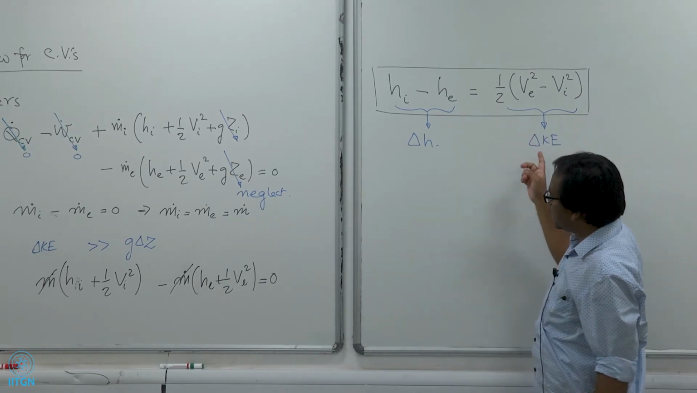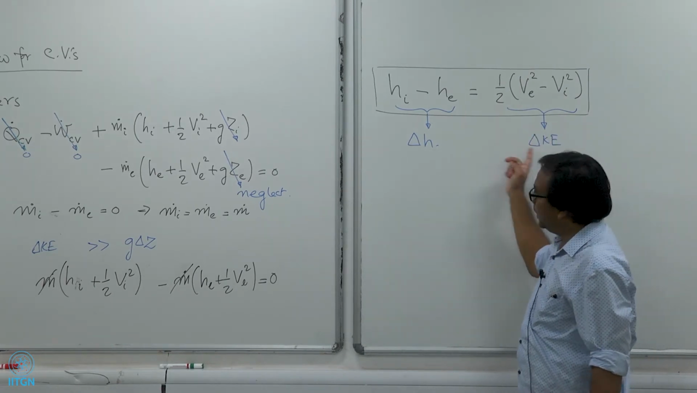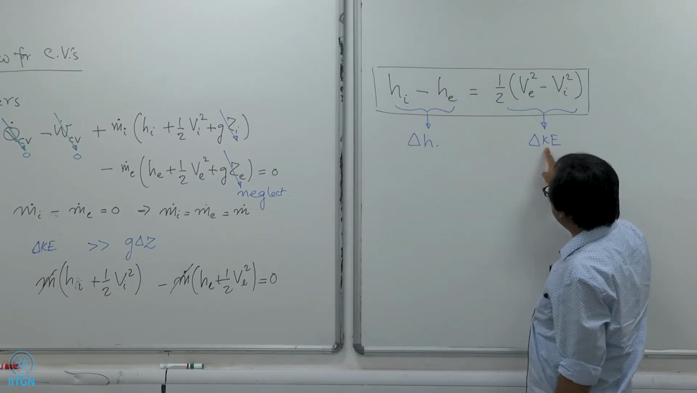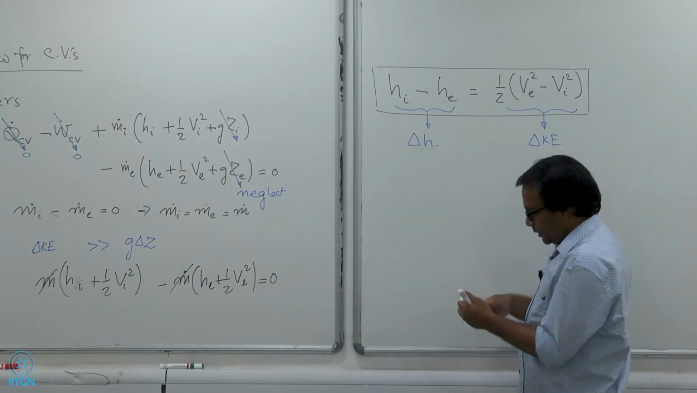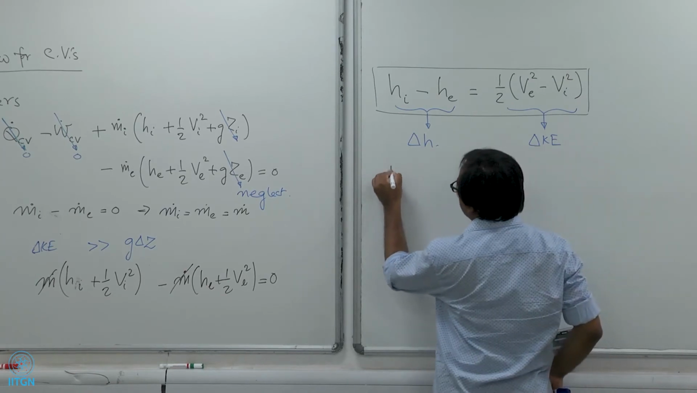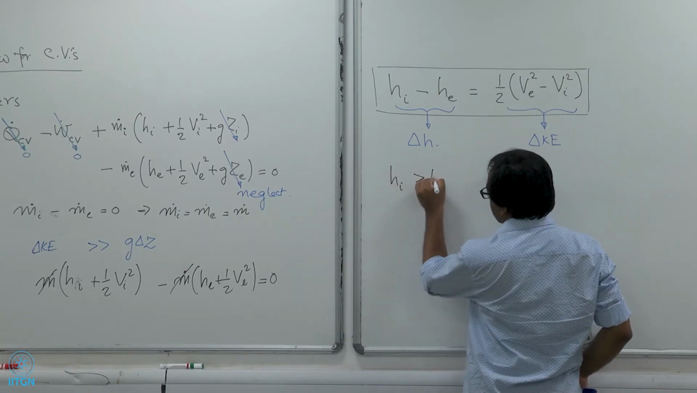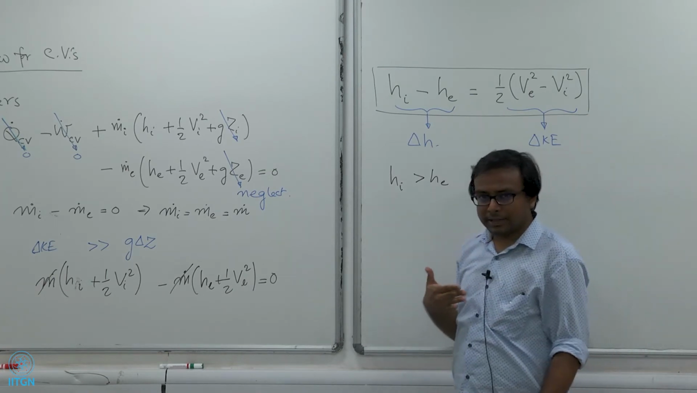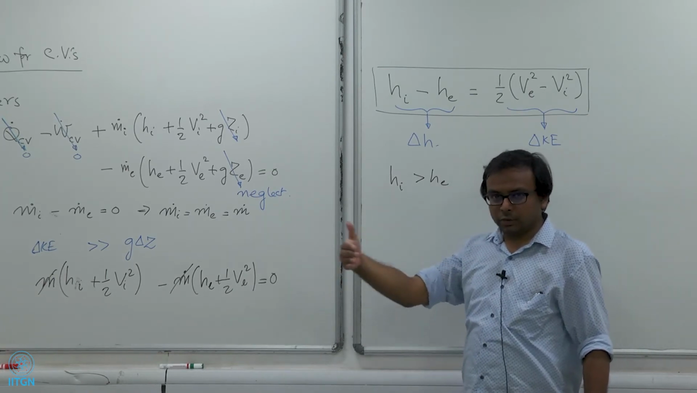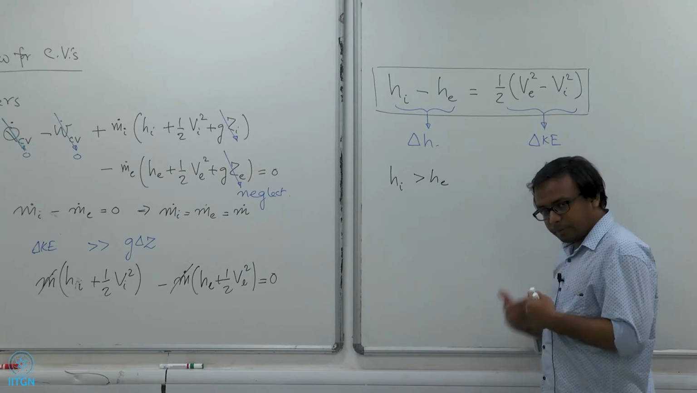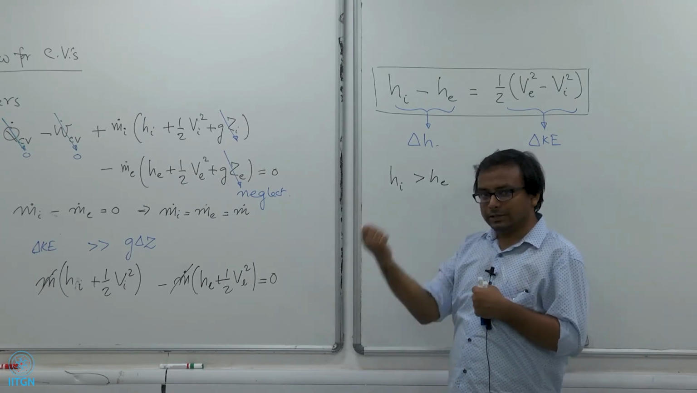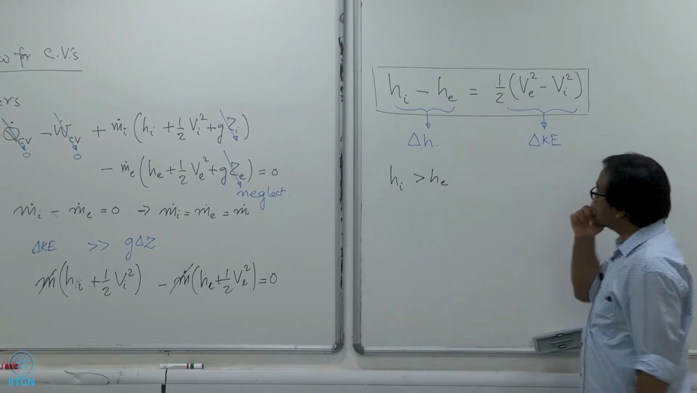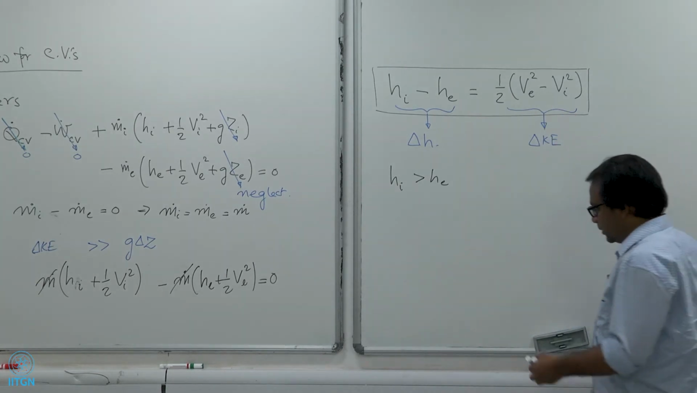So, you can see that the change in kinetic energy is fueled by a drop in enthalpy, because this has to be positive, which means Hi will be larger than He. At the inlet the fluid will have more enthalpy than the fluid that is going out. So, there is a drop in the fluid's enthalpy which fuels its change in kinetic energy, or in velocity. This is how a nozzle operates.